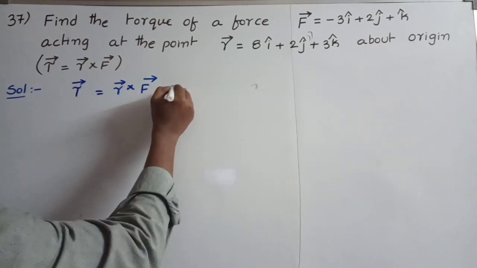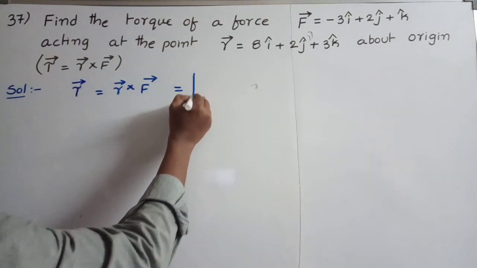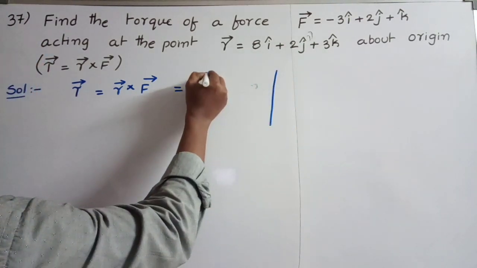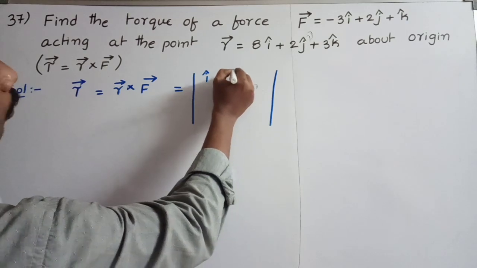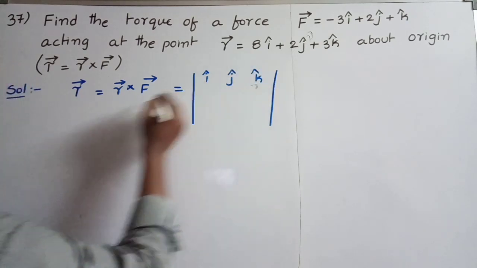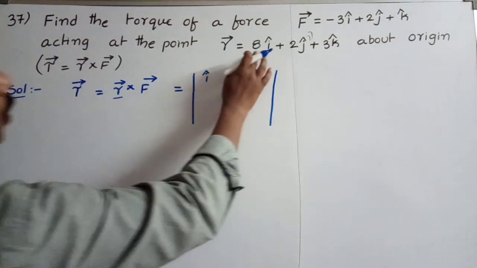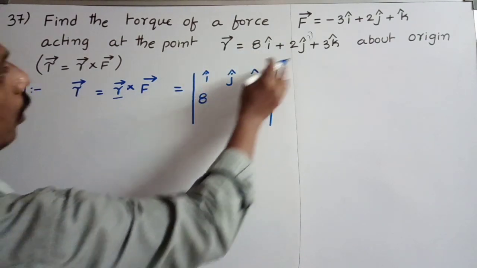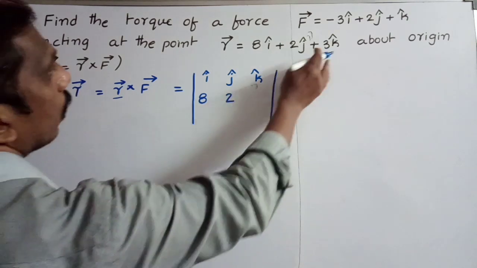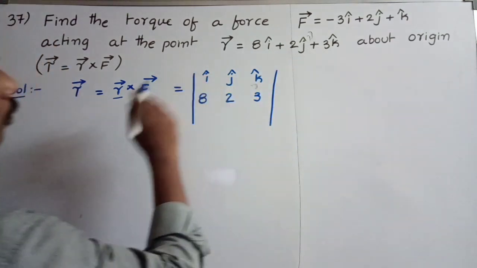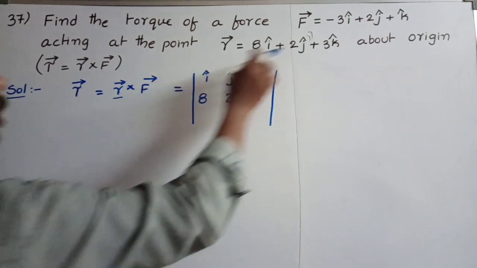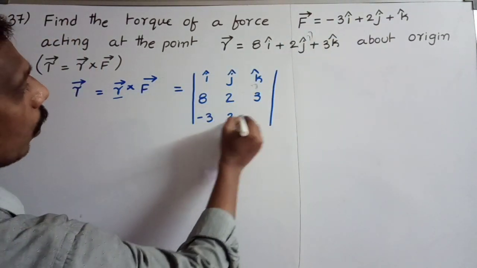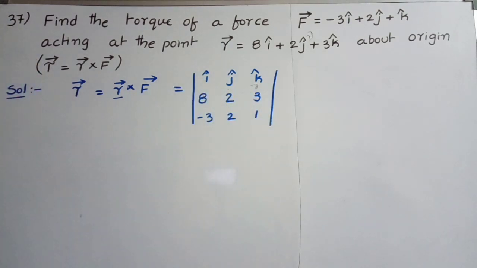To find it, we use the determinant method. First we write i cap, j cap, k cap. The first vector is R bar: its x component is 8, y component 2 and z component 3. The next vector is F: x component is minus 3, y component is 2 and z component is 1.